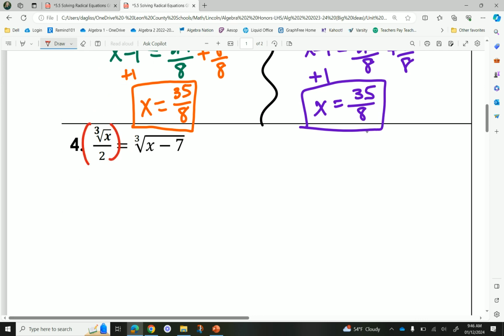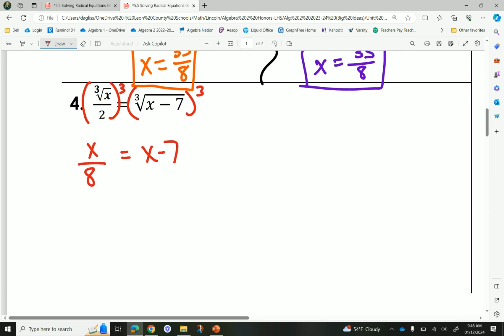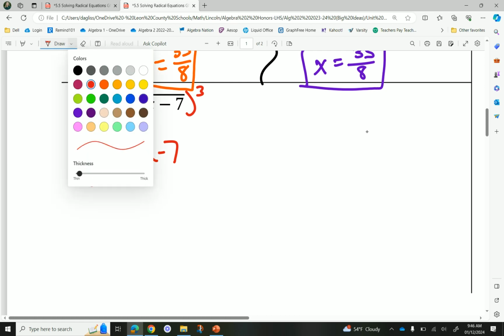So I'm going to raise both sides to the power of 3. So I know that my right side is now just x minus 7. My left side is a fraction, so I have to cube both pieces of my fraction. The cube root of x cubed, well, that's nice, it's just x. And then my denominator, 2 cubed, is going to be 8. So now how do I undo this fraction? Multiply both sides by 8. Yep.